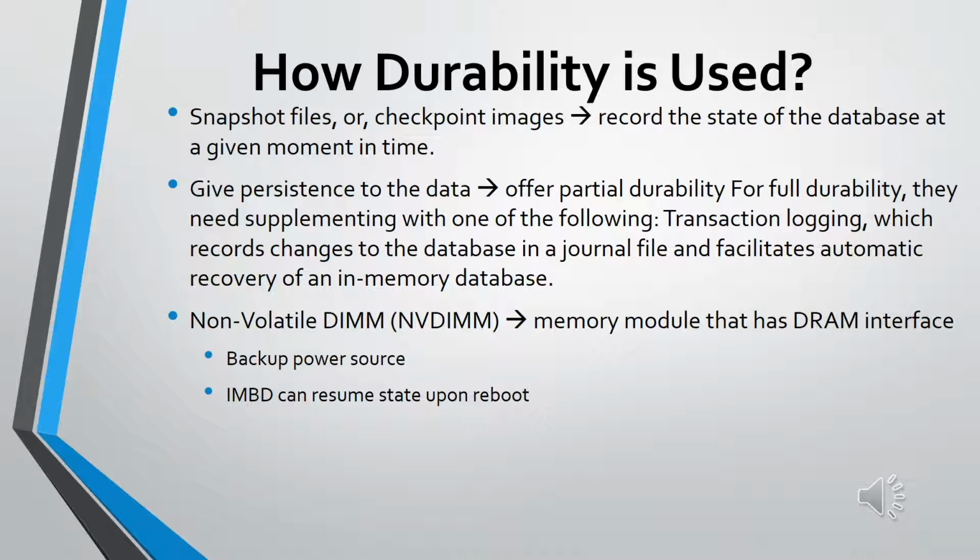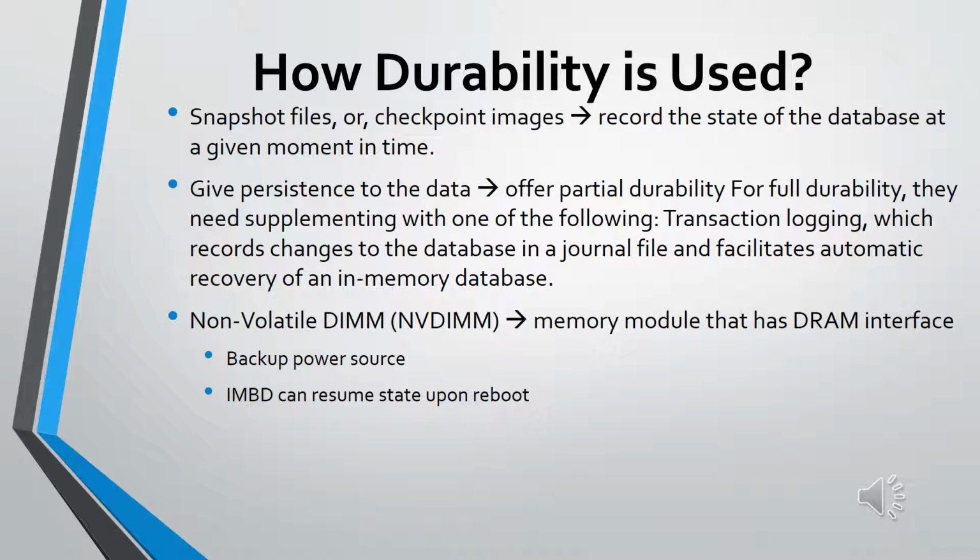How is durability used? There are snapshot files or checkpoint images which record the state of the database at a given moment in time. The system typically generates these periodically, or at least when the IMDB does a controlled shutdown. While they give a measure of persistence to the data, in that the database does not lose everything in the case of a system crash, they only offer partial durability, as recent changes will be lost.